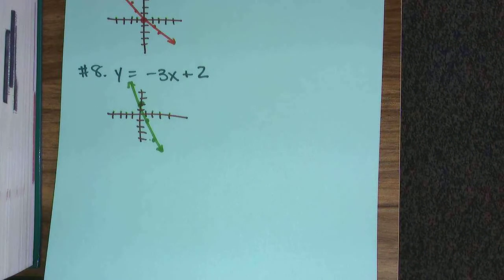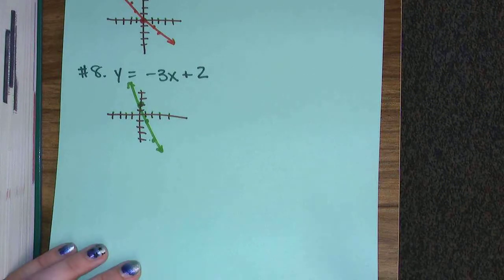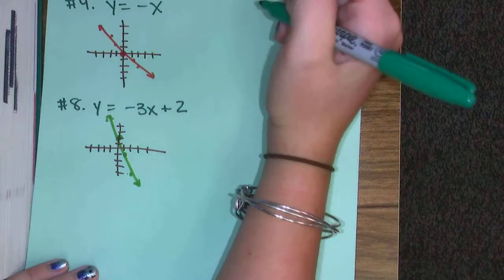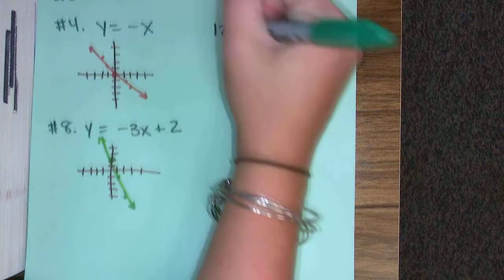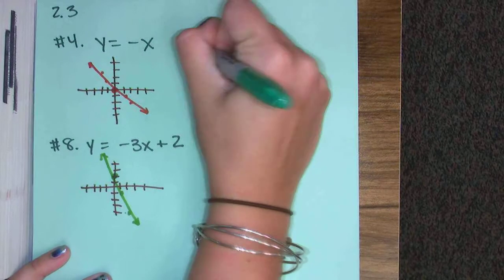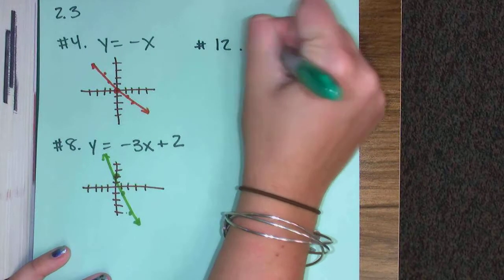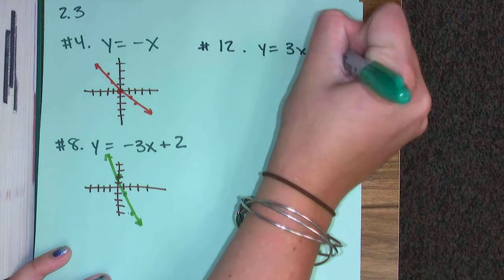Do y'all remember graphing? Yeah, okay. You feel pretty comfortable with graphing overall? I mean, we're still going to do more examples, but okay. Let's see. Number 12. So 12 is y is equal to 3x minus 4.